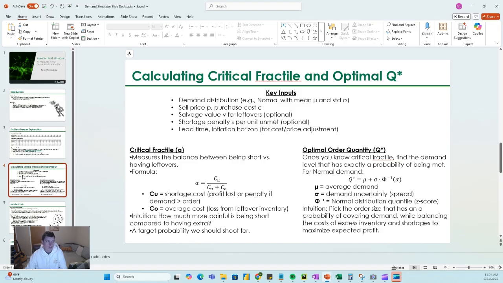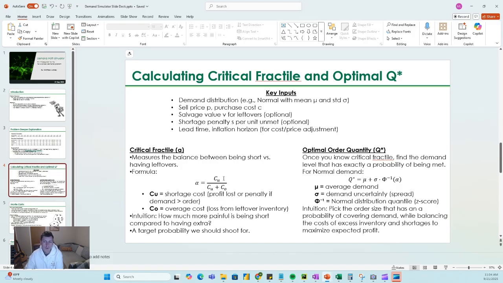The critical fractal is essentially a very simple formula. You figure out what your shortage cost is, and then you take your shortage plus your overage cost, and that gives you that percentage of the critical fractal, which is then used to plug into your optimal order quantity.